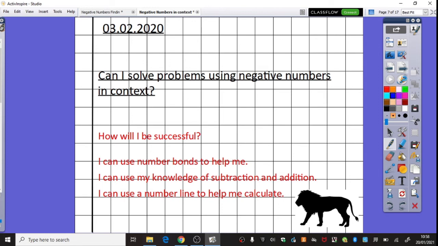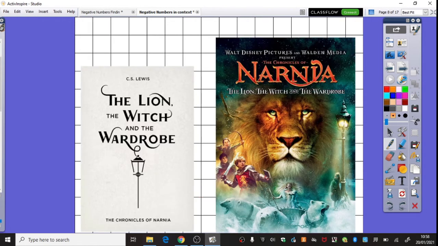So to be successful today, you're going to need those number bonds to help you again. You're going to need to use knowledge of subtraction and addition, and you're going to need to use a number line to help you to calculate. So as I said before, you may have read the story, you may have heard of the story of Narnia, The Lion, the Witch and the Wardrobe, and this is what our problem is going to be based on today.